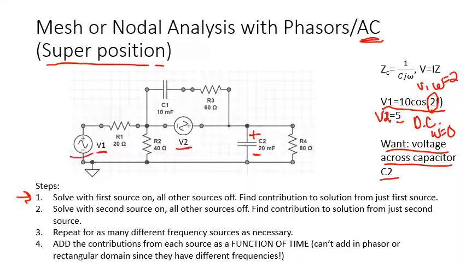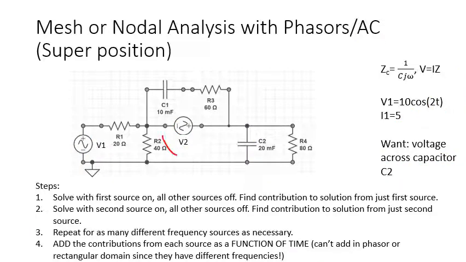I find this with just V1 on first, turning V2 off, and then I go and solve for it with the second source on. So then I have V2 on and I turn V1 off. I repeat this for as many different sources as I have that have different frequencies. You could have 10 different sources with all different frequencies. At the end, I add the contributions from each source as a function of time.